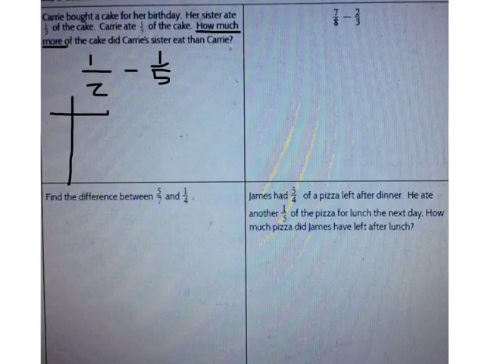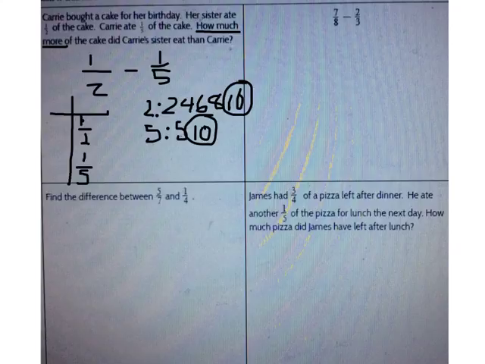So I need to make both of my fractions into equivalent fractions that have the same denominator. I can start by finding my least common denominator. Go ahead and list the multiples of 2 and 5 now to find your least common denominator. The least common denominator is 10, so I can convert both fractions to equivalent fractions with a denominator of 10.